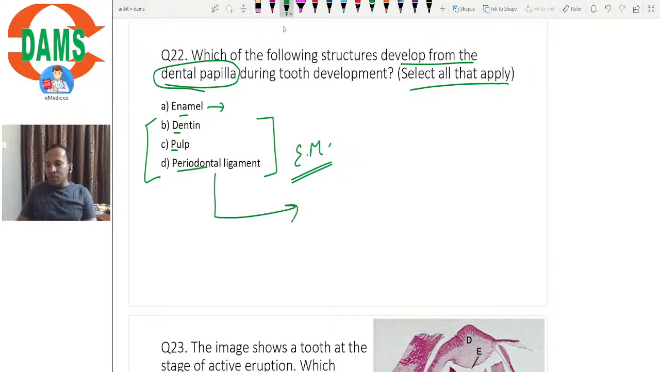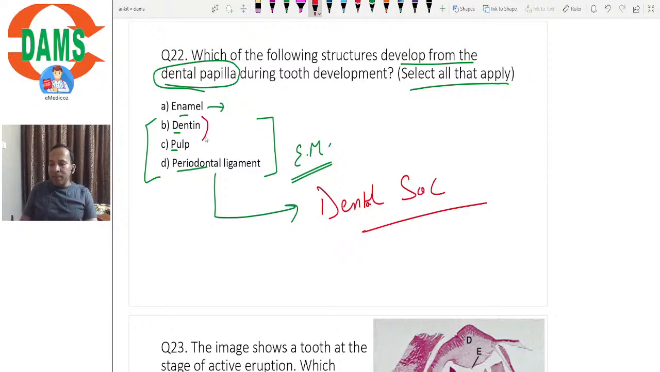PDL is derived from dental sac, isn't it? From the dental sac. PDL is derived from dental sac, right? Dentine and pulp are derived from papilla. Clear?